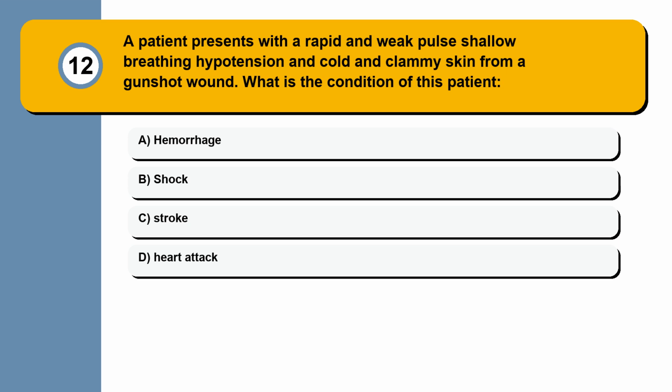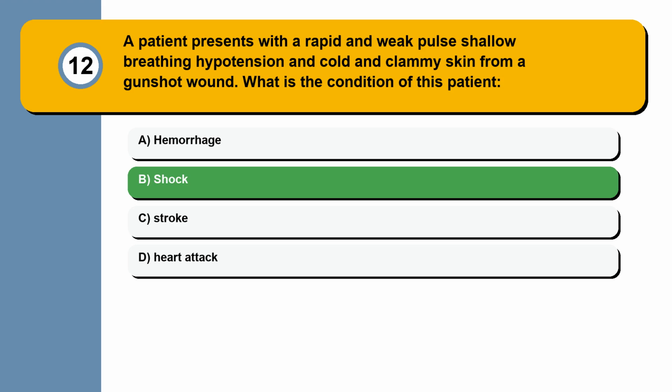Question 12. A patient presents with a rapid and weak pulse, shallow breathing, hypotension, and cold and clammy skin from a gunshot wound. What is the condition of this patient? Here are your options. Option A, hemorrhage. Option B, shock. Option C, stroke. Option D, heart attack. The correct answer is option B.